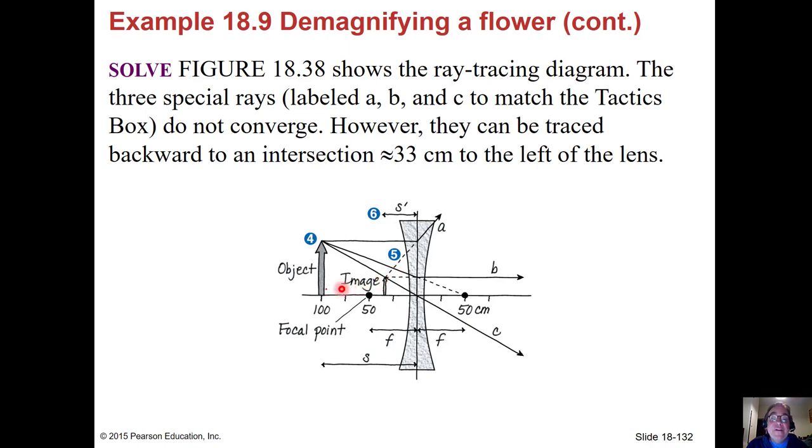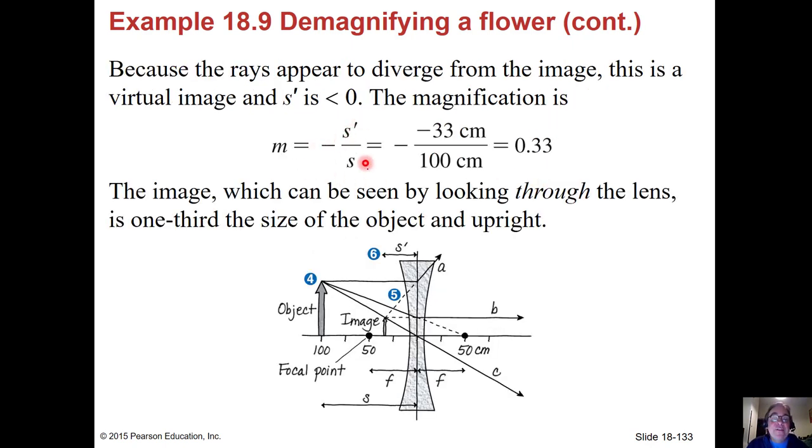Because it's formed on the same side as the object, we know it's actually negative. We can see that the image is upright, so S prime, that's another way of looking at it, is negative. Okay, here's the formula, minus S prime over S, and S prime is negative 33. Virtual images, S prime is always negative. Whenever the image is on the same side of the lens as the object, S prime is negative. Those always work together. So this is actually shrunk down. The magnification is positive, which means it's upright. It's less than 1, which means the image is smaller than the object.